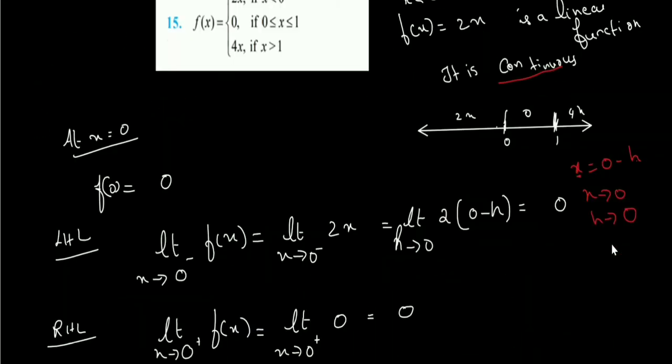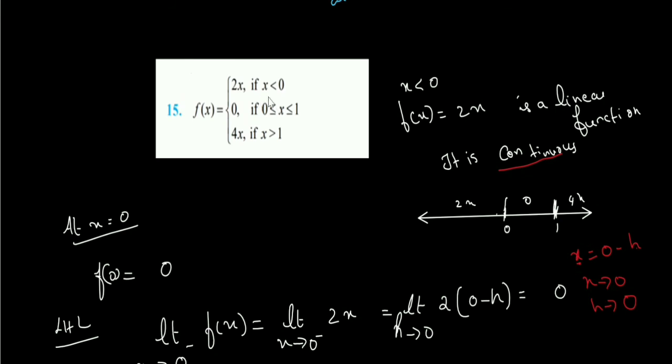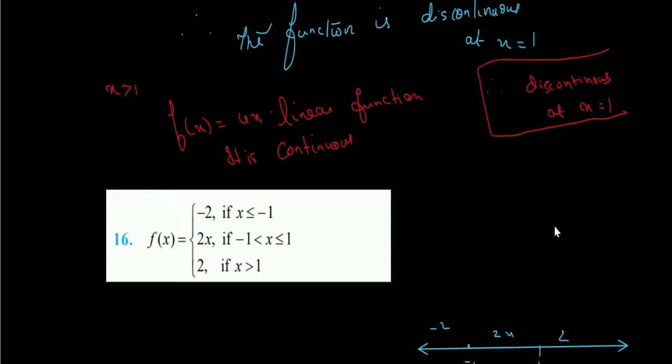Okay. So you can see that less than 0, it is 2x, which is continuous. At 0, left limit and right limit are both equal to the function value. Therefore it is continuous at 0. From 0 to 1 it is a constant, so it is continuous. At 1, the left limit is 0 and the right limit is approaching 4. So at 1 the function is not continuous. Now we'll move on to the next question.